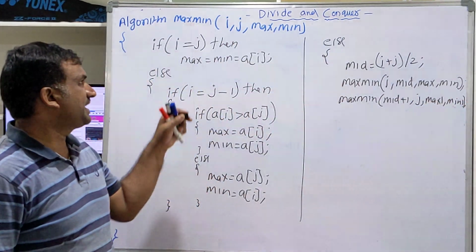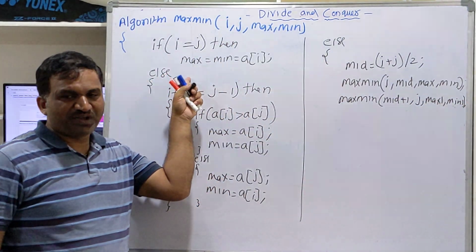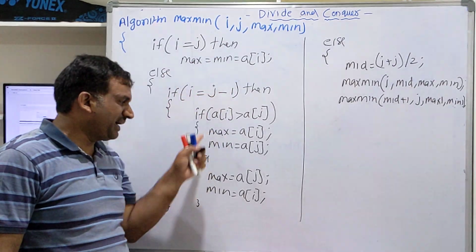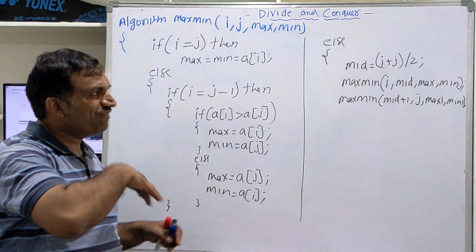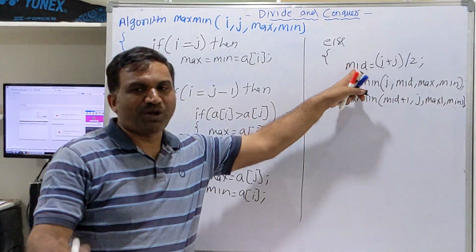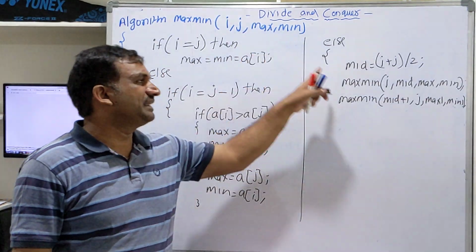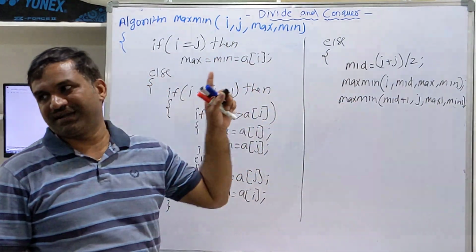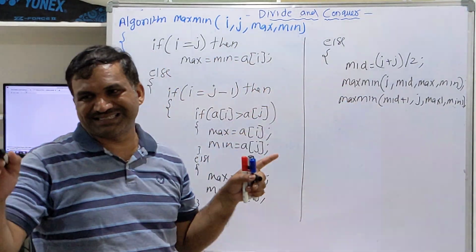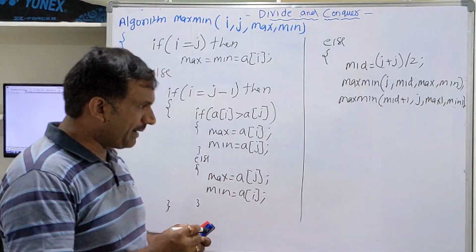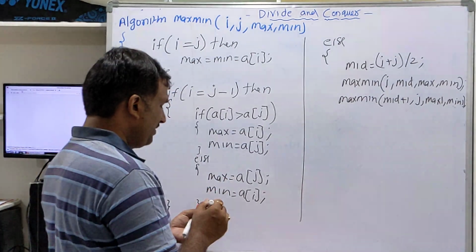So you are checking whether the problem is small or not. If you have one element, that is the max and that is the min. If you have two elements, compare them and find out the max and min. If you have more than two elements, divide the problem into two pieces. The first piece you solve with the same technique and the second piece also with the same technique. In the first piece you will get one max and min, and in the second piece you will get one max and min. Now we compare both those max and mins.